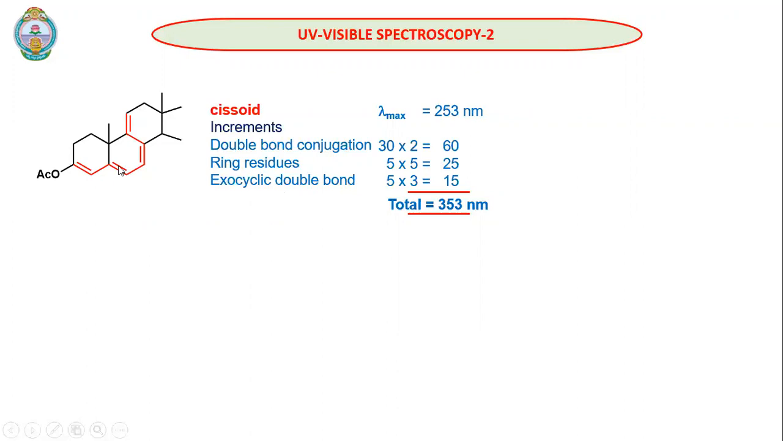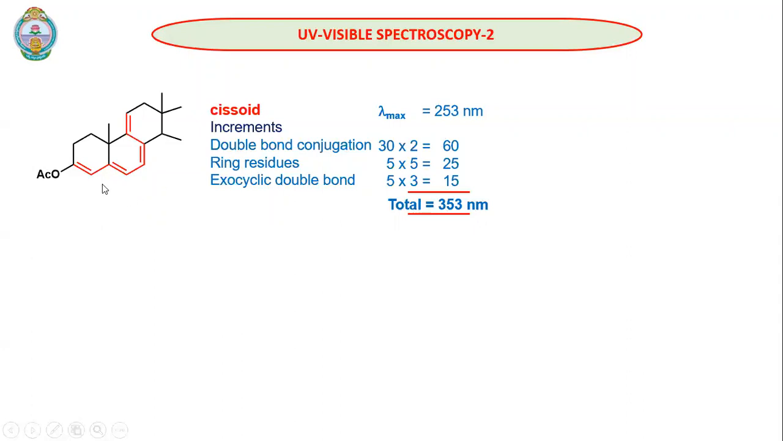We also have exocyclic double bonds. This double bond is outside this ring. This double bond is outside this ring. This double bond is outside this ring. So we have 3 exocyclic double bonds. We can add all these quantities.